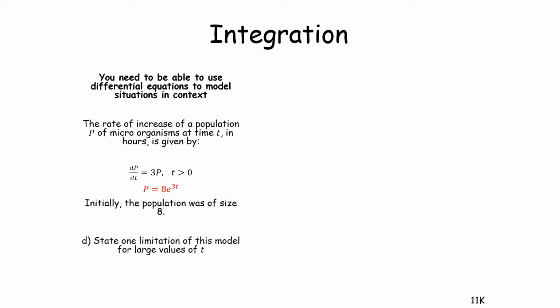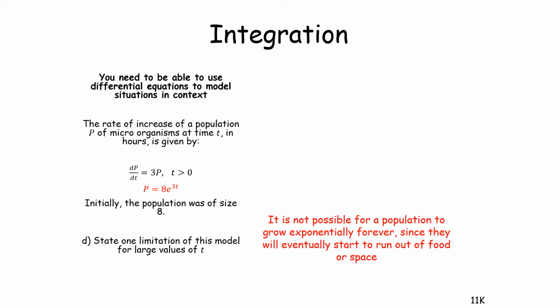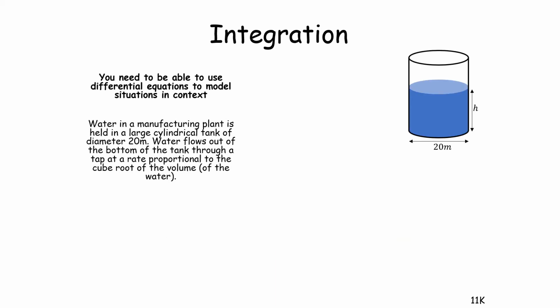Okay, so part D of the question, it says state one limitation of this model for large values of t. Now, what do you think will happen as t gets bigger and bigger, as t gets towards infinity? So it's not possible for population to grow exponentially forever, since eventually they'll start running out of food or space. So that's one limitation.